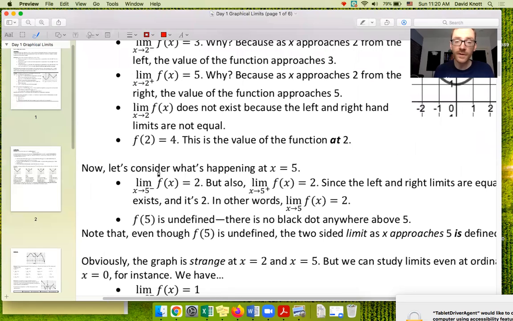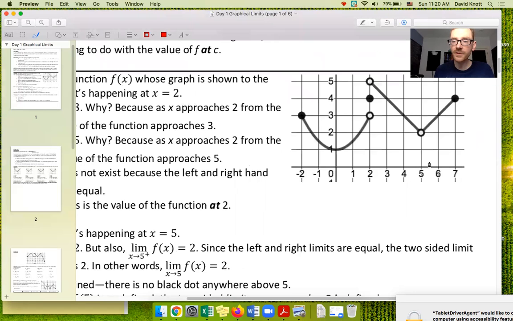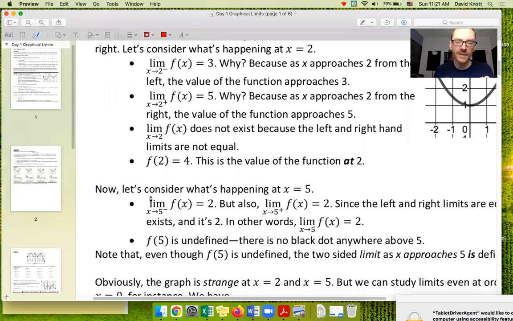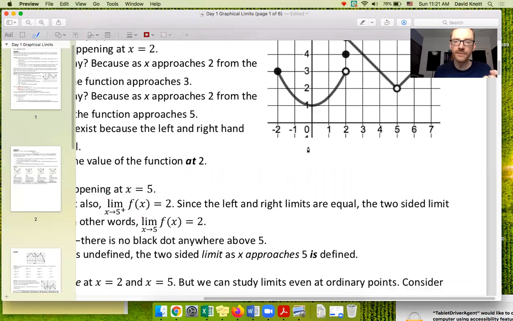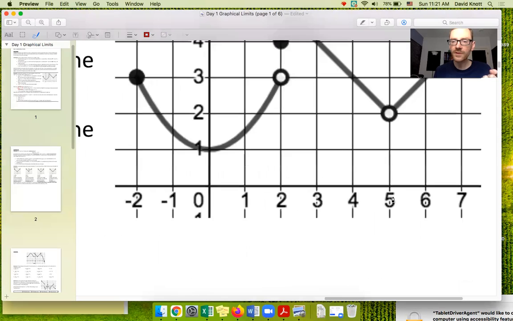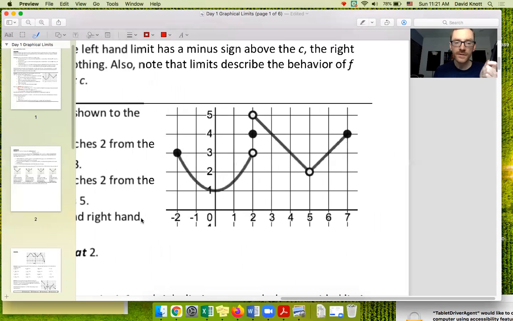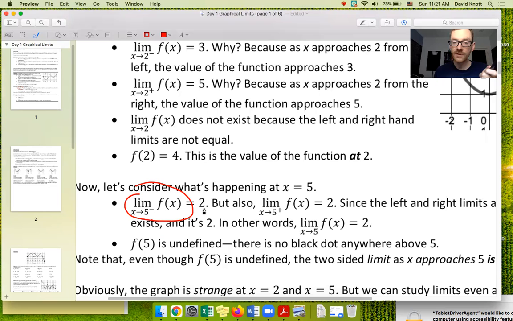So let's consider a different point. Let's consider x equals 5, which is right here. You can see something else interesting is happening at 5. So what about the limit as x approaches 5 from the left? So let's see what that is. So we just go over to 5, right? And we sort of ask what's happening. So as x gets closer and closer to 5 from the left, what's happening to the value of the function? Well, the value of the function is getting closer and closer to 2, right? So the left-hand limit at 5 is indeed equal to 2, okay?